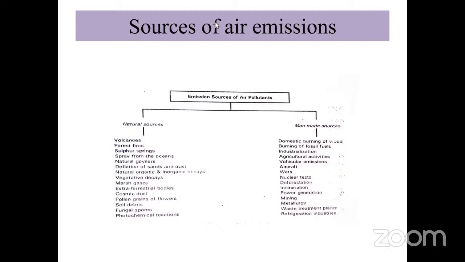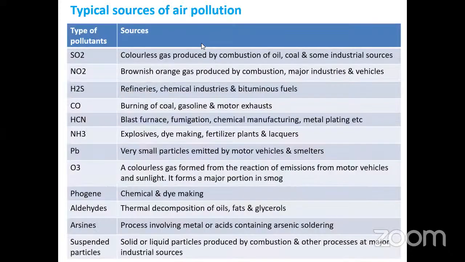Okay, and the next one is, how are these different pollutants... Actually, what are the pollutants? Can you explain to me? We are talking about the pollution and the man-made sources and natural sources. What are the pollutants? Like sulfur dioxide, oxides of nitrogen, that is nitrogen dioxide, hydrogen sulfide, carbon monoxide, carbon dioxide, hydrogen cyanide, ammonia, lead, carbonyl, ozone, arsenic, aldehydes, suspended particles. These are all the pollutants released from both man-made and natural sources.